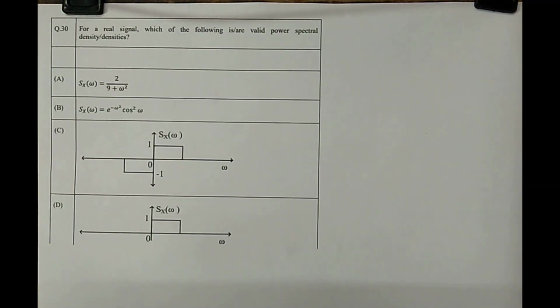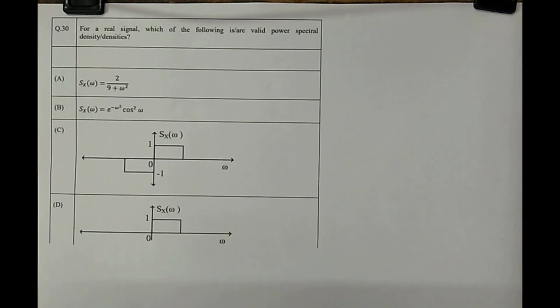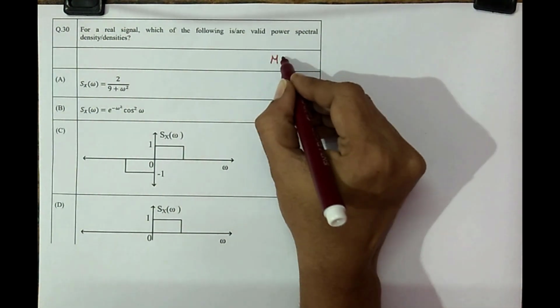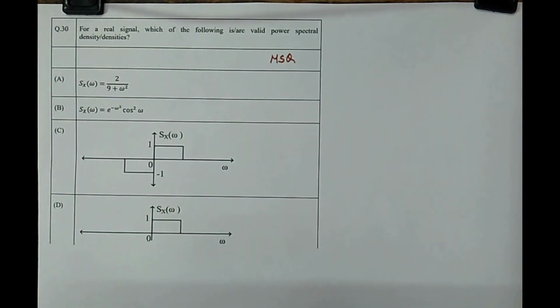This is a question. For a real signal, which of the following is or are valid power spectral densities? Okay. Among these four, we have to find valid power spectral densities. Actually, it is an MSQ question. It is an MSQ question. Multiple select type question.